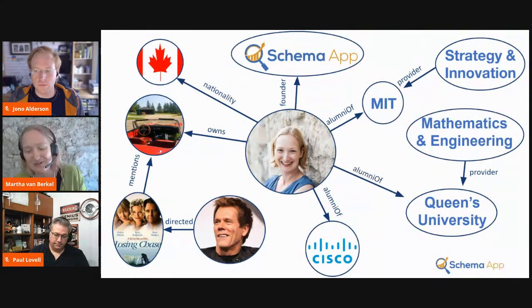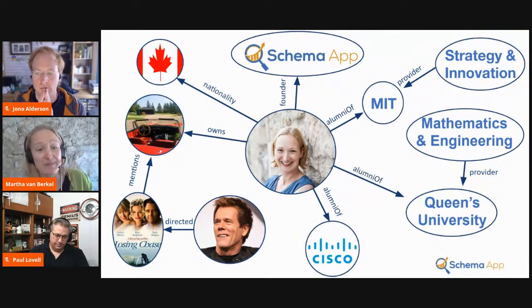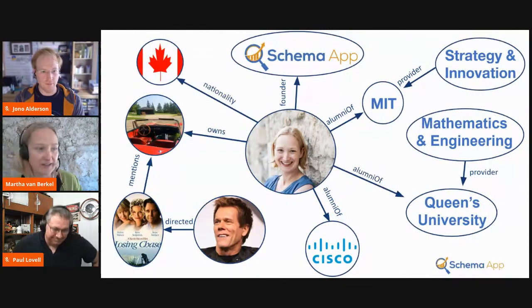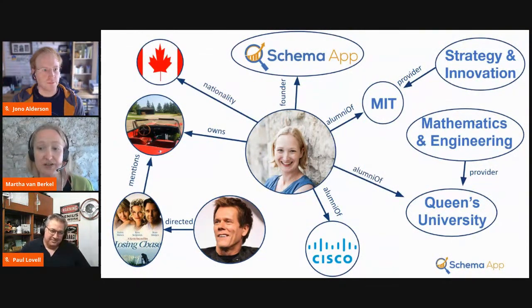I worked at Cisco for 14 years. I have a technical background. I'm one of the founders of Schema App. I'm Canadian. And I also used to own this awesome 1965 Austin Healey Sprite. My actual car was in the movie Losing Chase, which was directed by Kevin Bacon. So through my car, I'm two degrees from Kevin Bacon. And you wouldn't know that unless I explained how these things are connected.